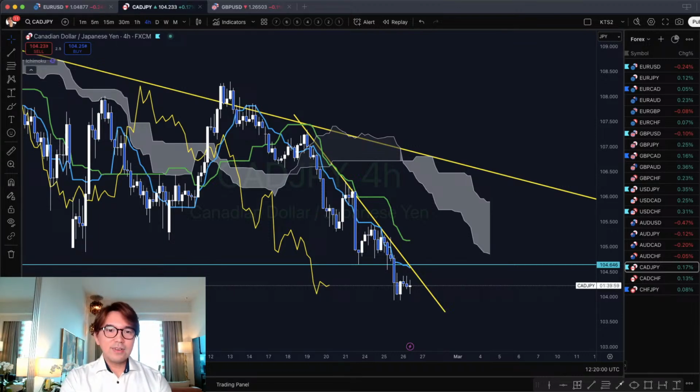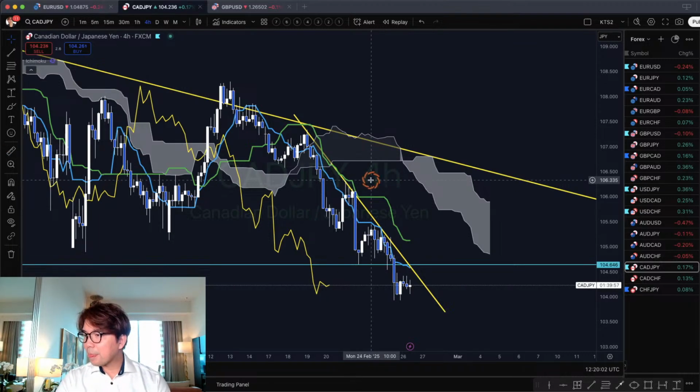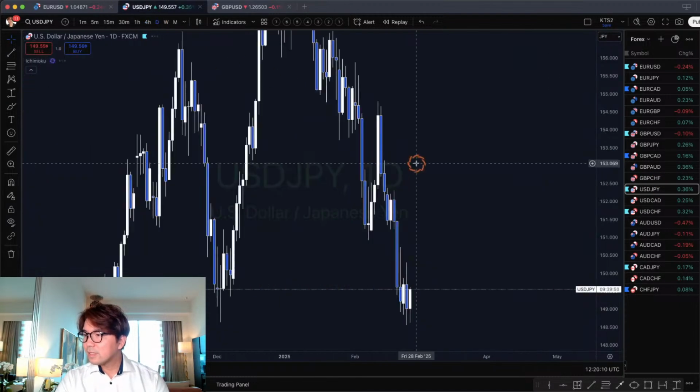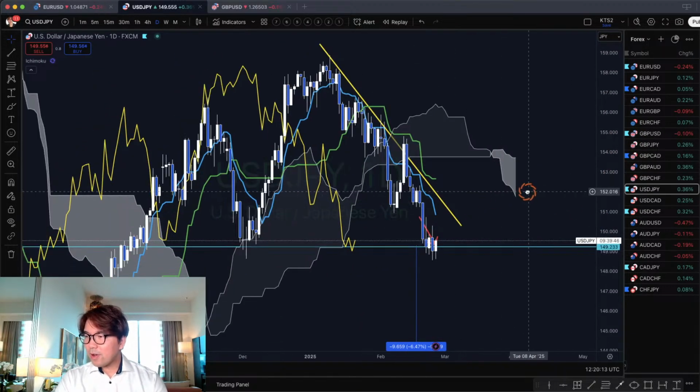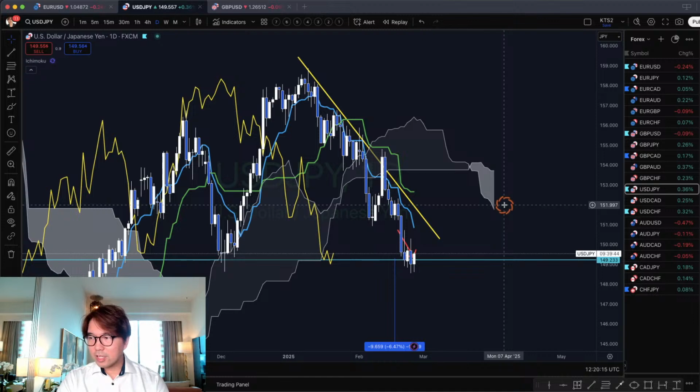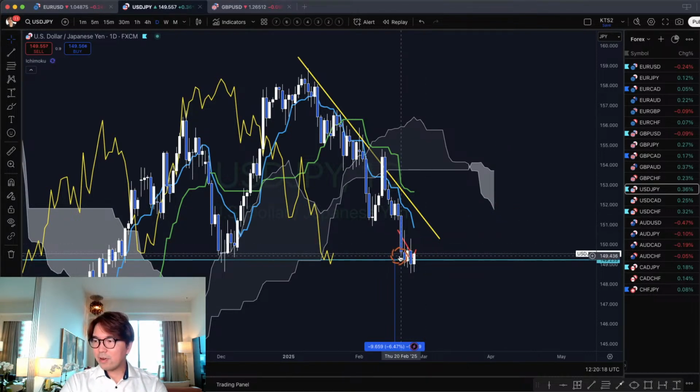Okay, so now let me check some other charts. I see one comment about USDJPY, so let me check that one. Let me come back to the daily time frame now. USDJPY is another pair I have been monitoring these days because it's about to break the support as well. Around 149.23 is the support zone.